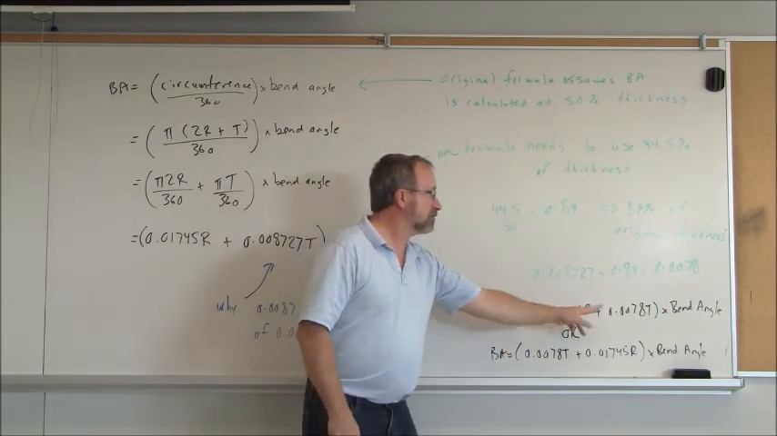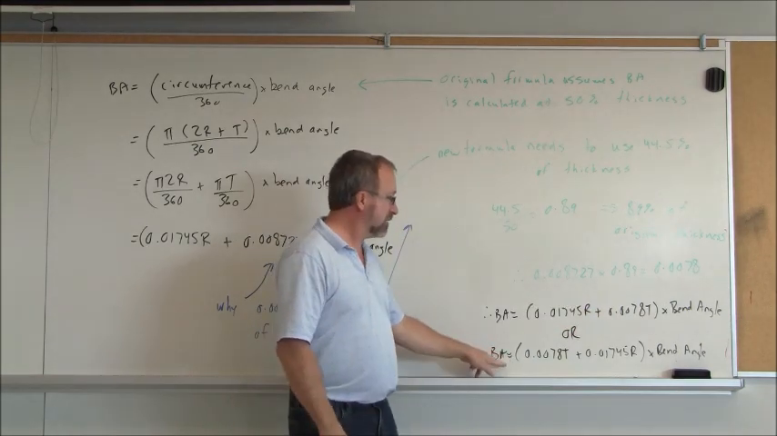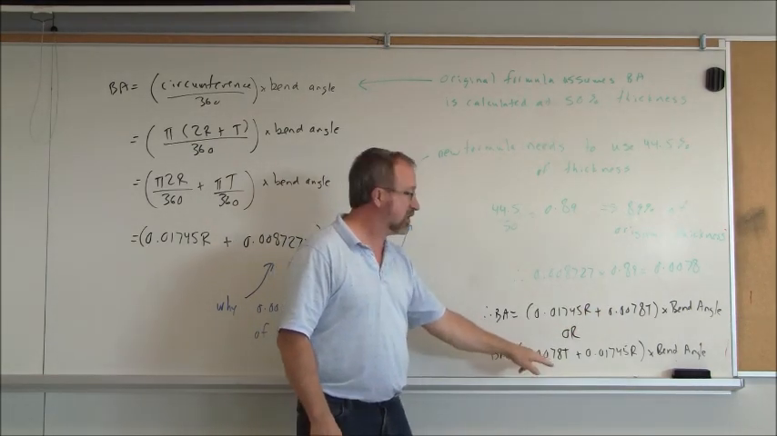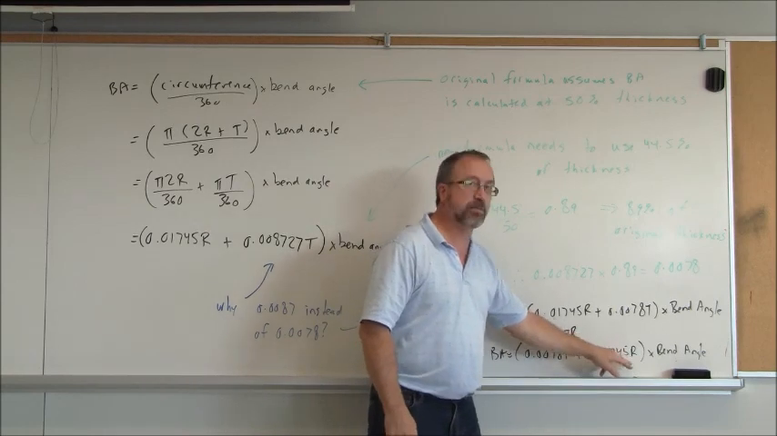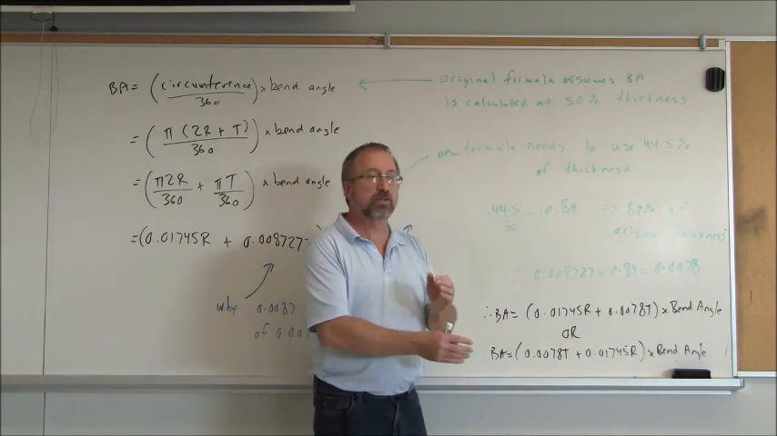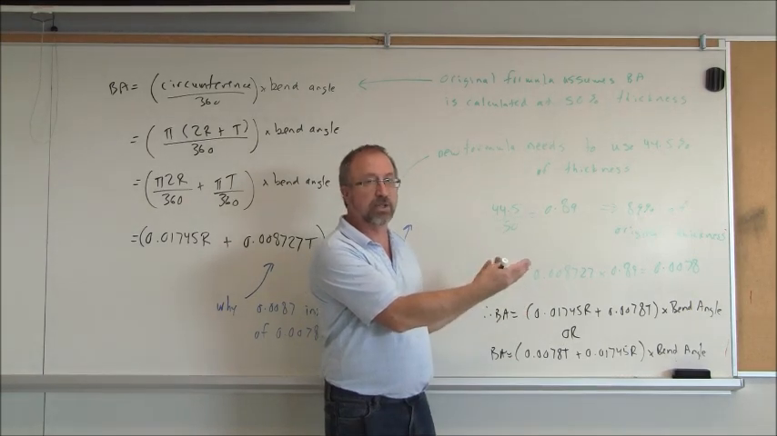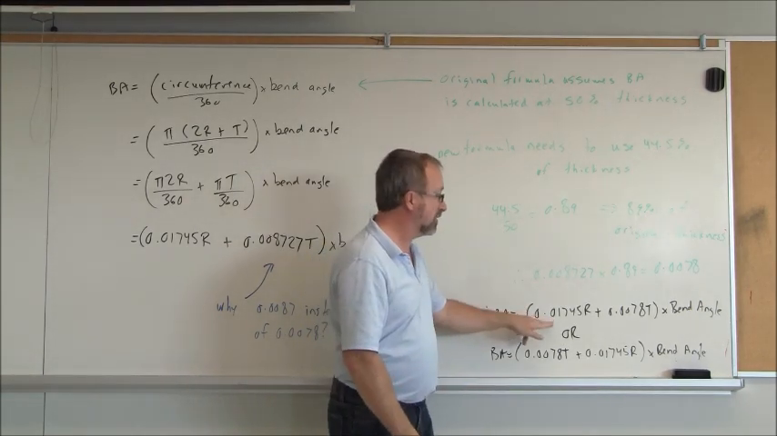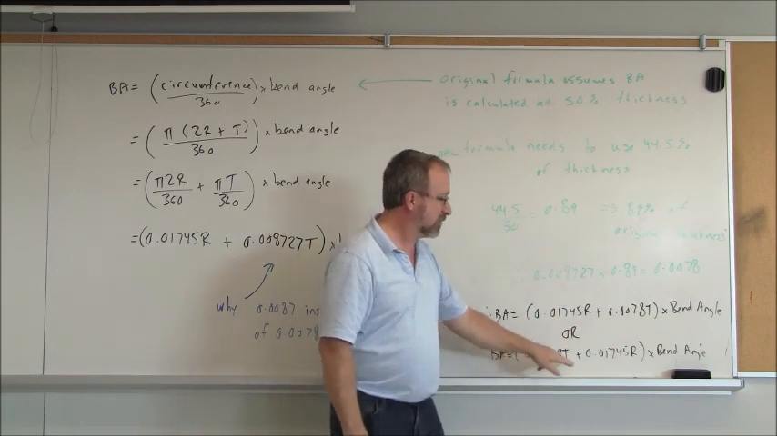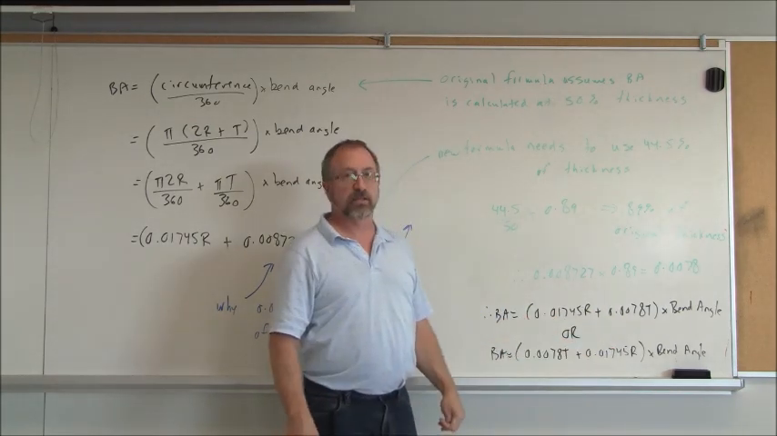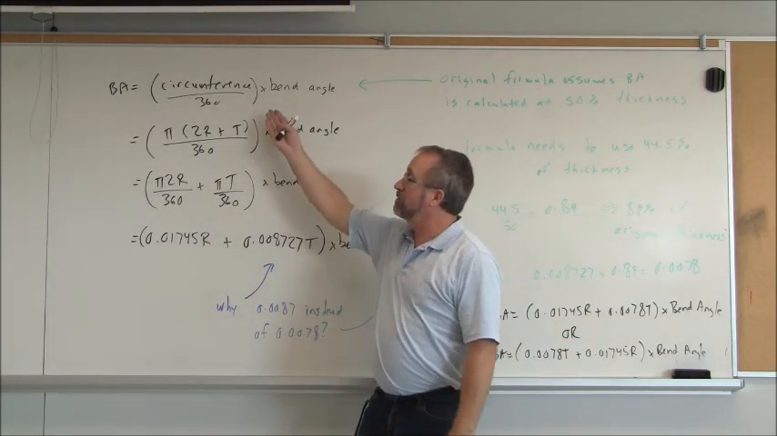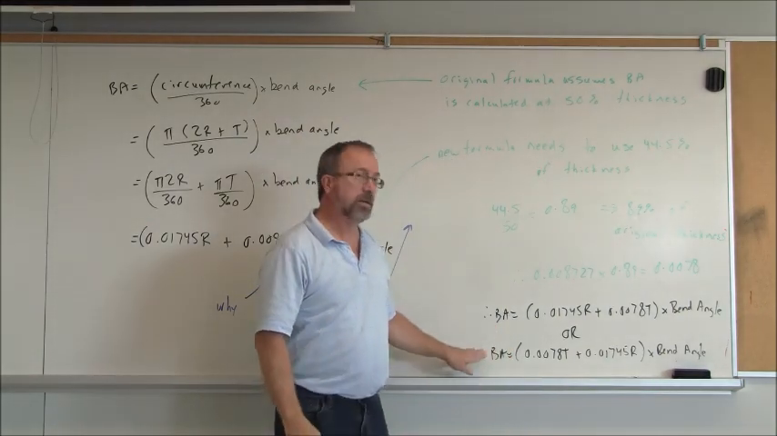Note, you could also reverse these two. If you'd rather, bend allowance is 0.0078 times the thickness plus 0.01745 times the bend radius. The order of those two doesn't matter because they're in brackets together. You've got to calculate them both individually and then add them together. So whether I do this one first and that one second, or this one first and that one second, doesn't matter. Anyway, that's how we went from that formula to this formula.